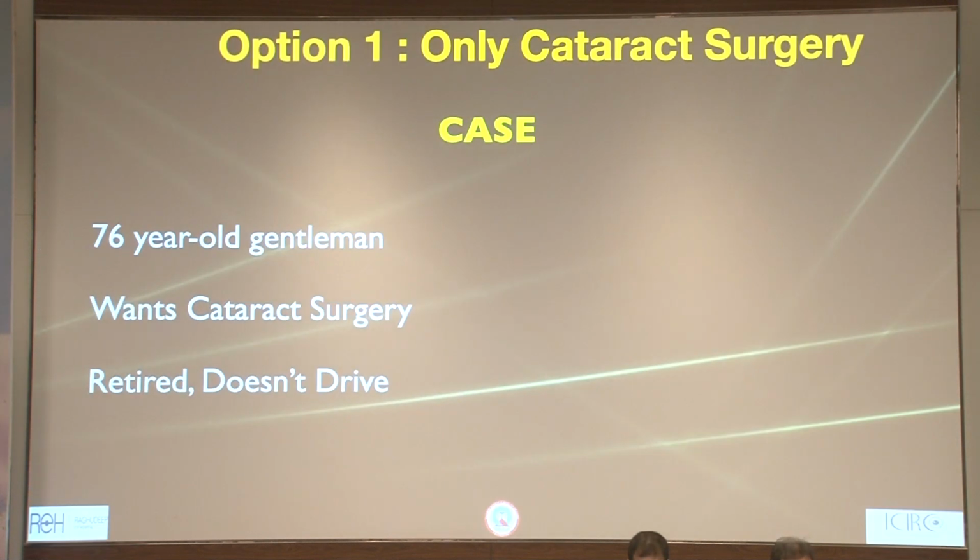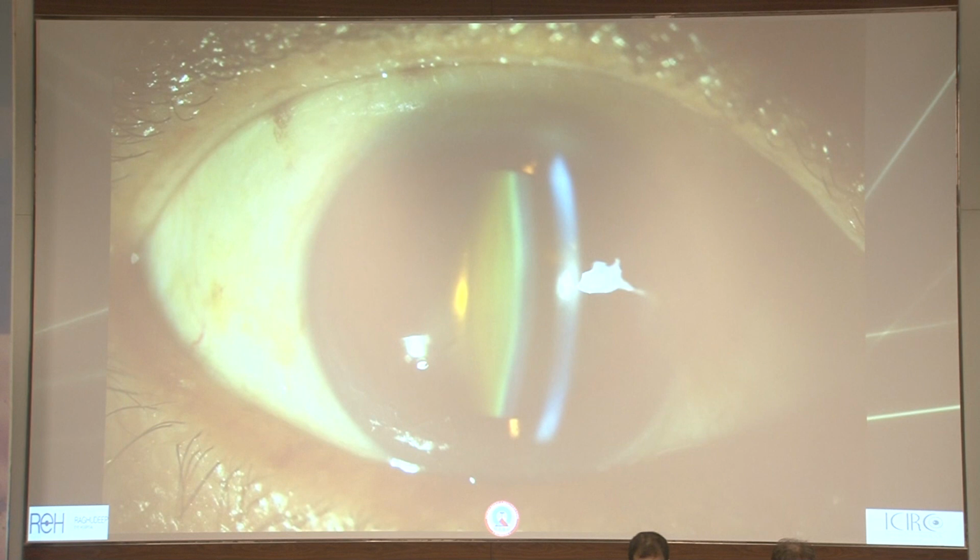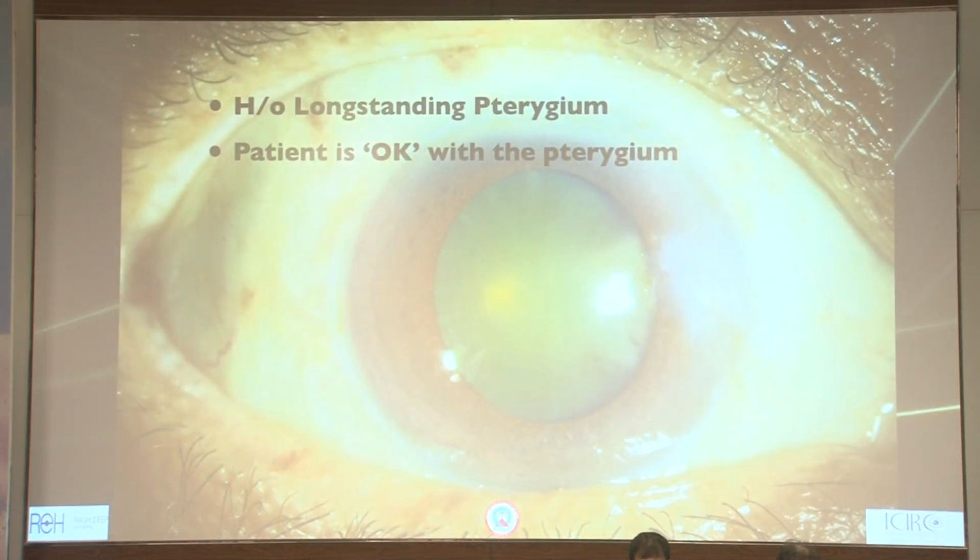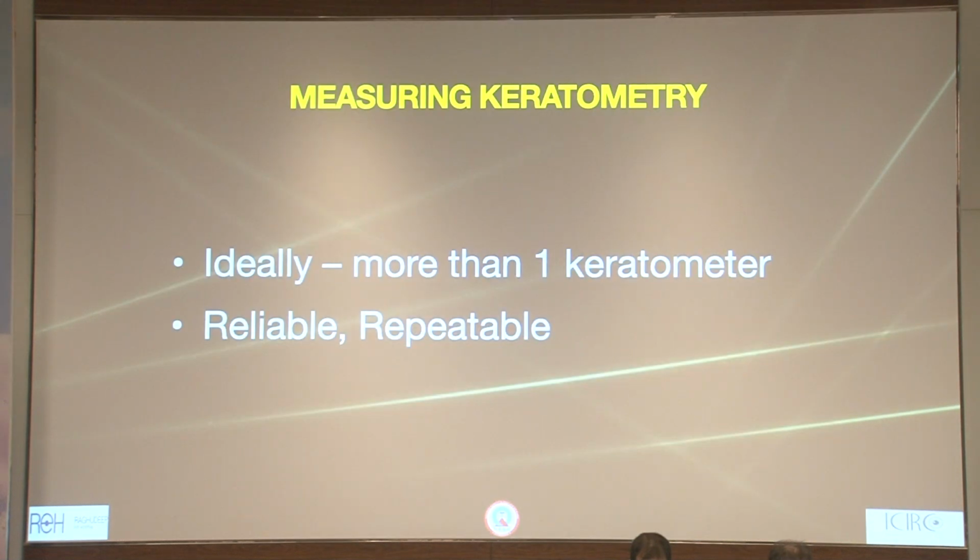So option one, and these are our own cases which I'm sharing with you, and how we did the decision making in these cases. This is a 76-year-old gentleman, a very sedentary lifestyle, who wanted only a cataract surgery and doesn't drive. If you're only going to look at the cataract, you may just miss this thin, atrophic, avascular pterygium. The patient has known that he has it for many years, and he is okay with it. He wants nothing to do with the pterygium, and there's a decent cataract.